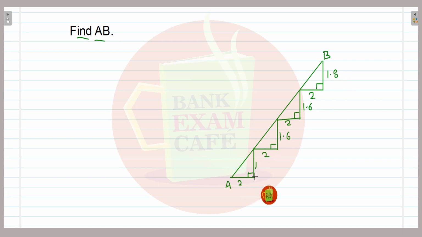Friends, this side and this side is given and this is a hypotenuse. So you will think that first we will take this triangle and find the length of this hypotenuse by using the Pythagoras theorem. Then taking the next triangle, you will find its hypotenuse by using the Pythagoras theorem. Similarly for the third triangle and then the fourth triangle, and adding all these four hypotenuses, you will get AB. But friends, this will be a little bit difficult.